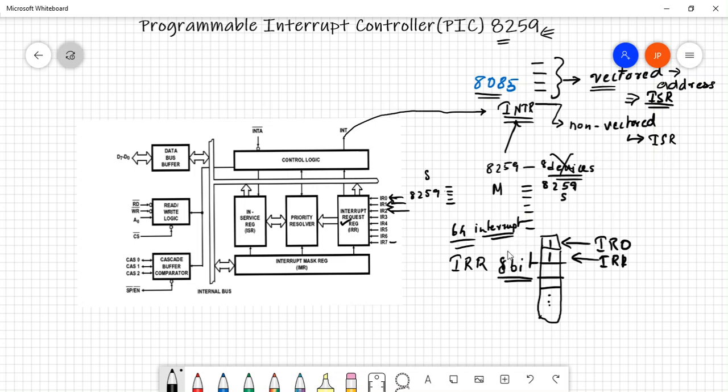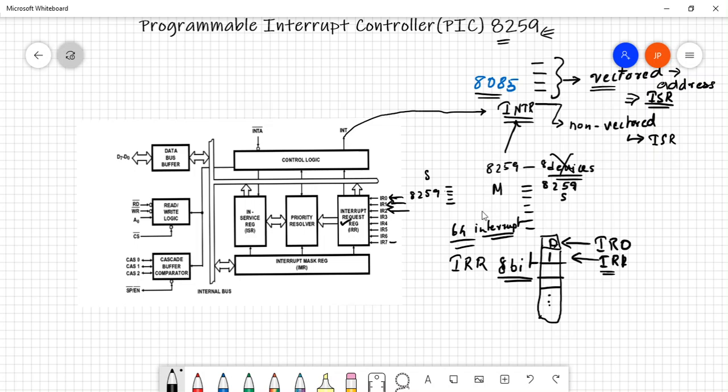So for taking up the interrupt, once the higher priority interrupt is being serviced, once the 8085 microprocessor completes the servicing of the higher priority interrupt, the lower priority interrupt has to be serviced, right? So the moment the higher priority interrupt is being serviced, what happens? This bit will become 0, once it is taken up by the 8085, this bit becomes 0 and the lower priority interrupt will remain.